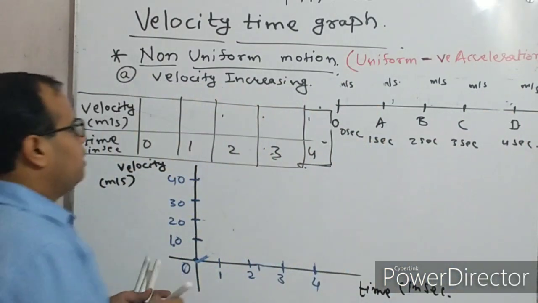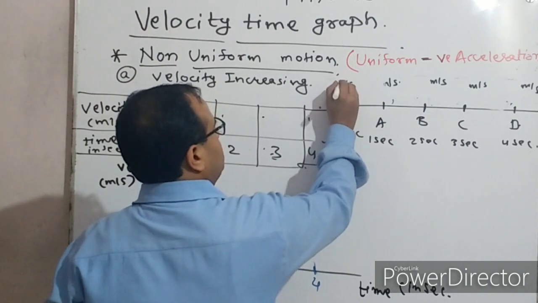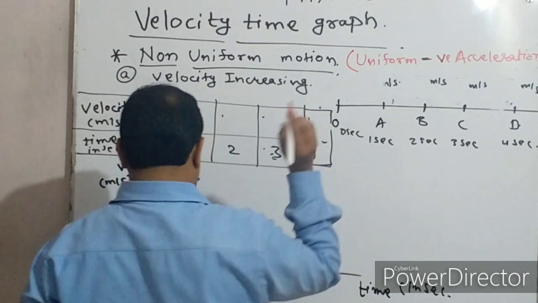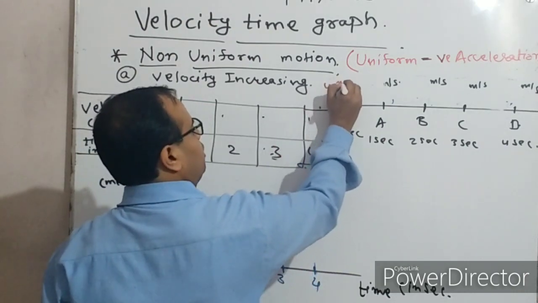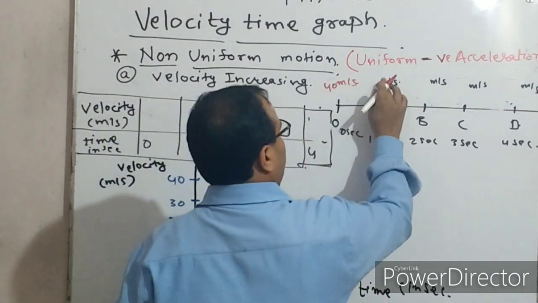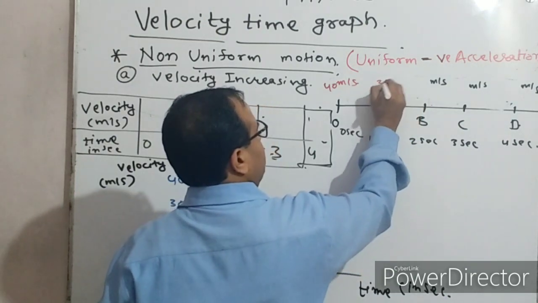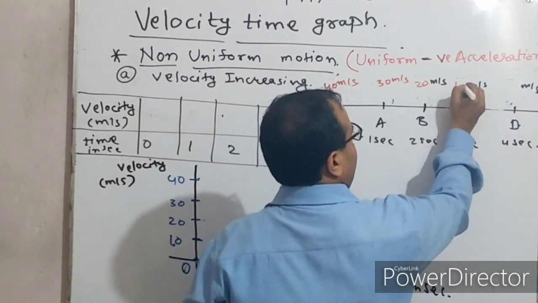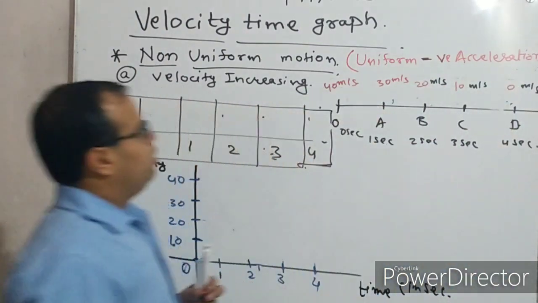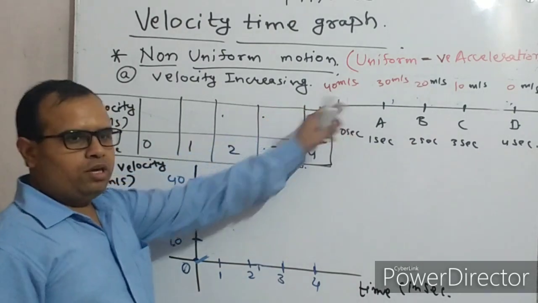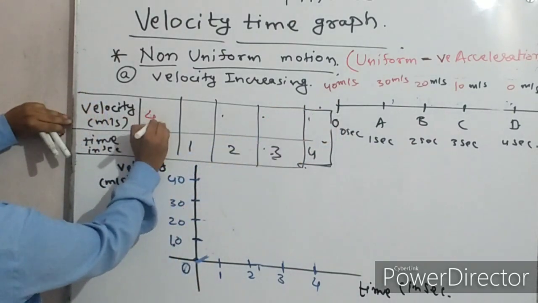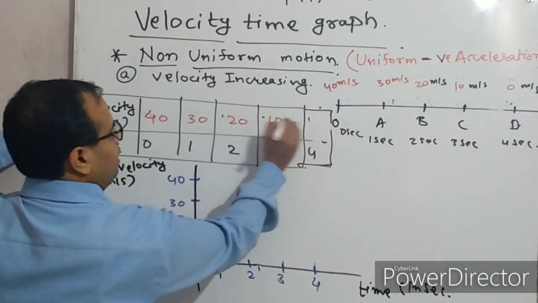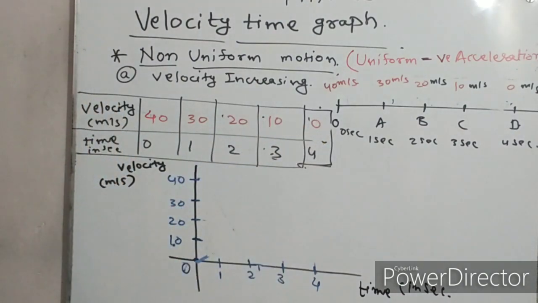Let us start from the first point, and at the first point the velocity is say 40 meter per second. Now it decreases to 30 meter per second in 1 second, then it decreases to 20, then it decreases to 10, and then it becomes 0. So it starts from 40. Here first it is 40, then it becomes 30, then 20, then 10, and lastly it becomes 0. Is it clear?